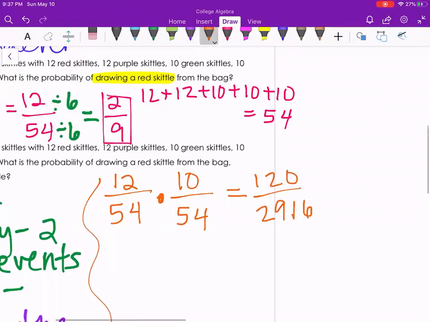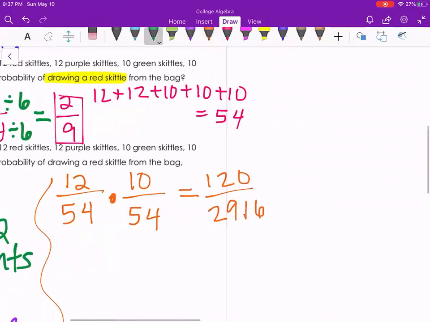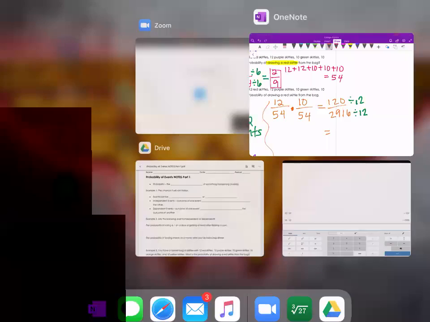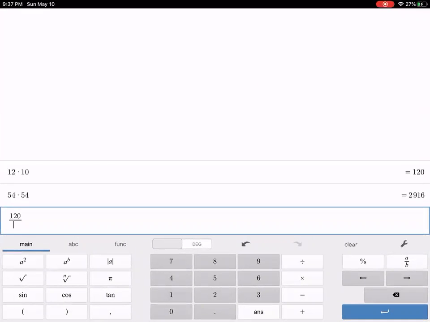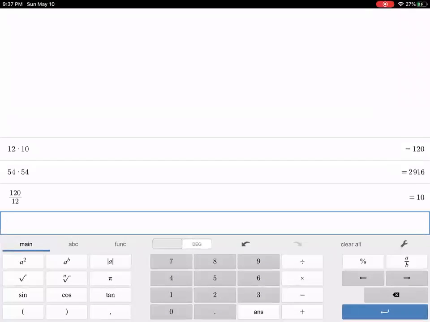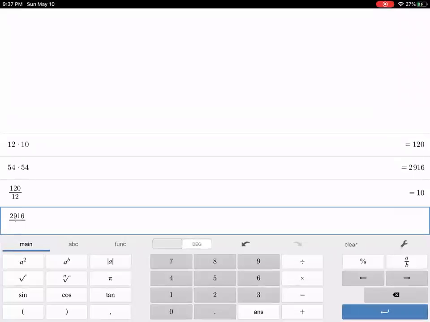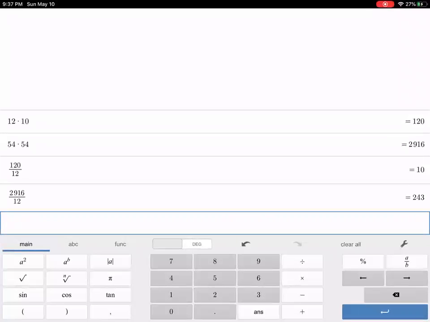So one number I know that will go into both of these is 12. So both of these divided by 12, and let's see what our final probability is going to be. All right, so 120 divided by 12 is 10. 2,916 divided by 12 is 243. And that's as simplified as it's going to get.